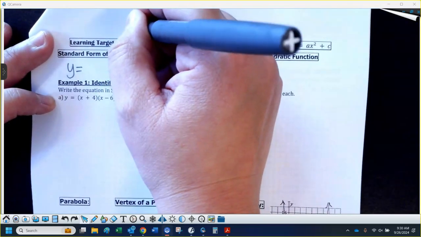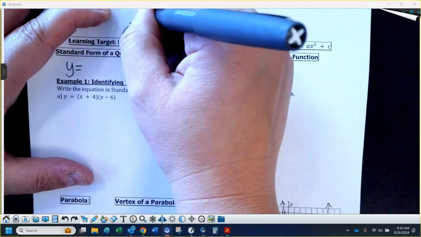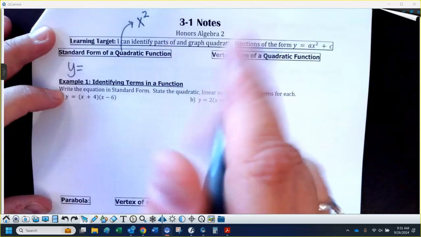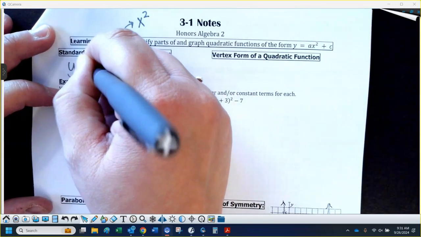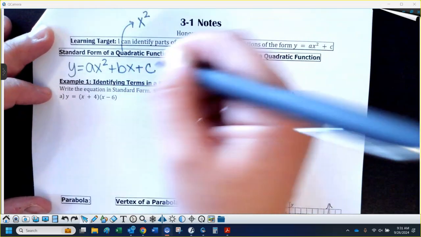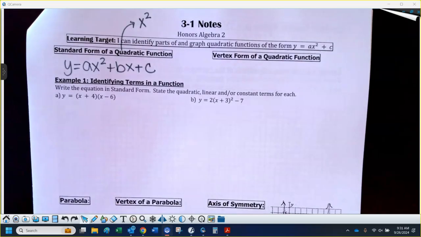Quadratic, I should mention, means the highest power of x is going to be an x squared. So if we have a quadratic function of any kind, it's got to have x squared as its highest power of the variable, and it has to have an x squared somewhere in it, otherwise it's not quadratic. So two different formats we're going to look at. You've got ax squared plus bx plus c. That's called standard form.